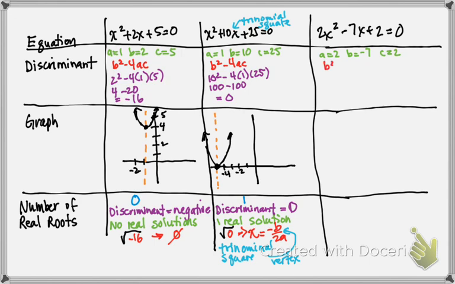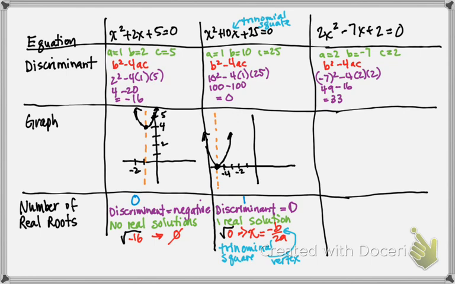So we're going to substitute it into the radicand of the quadratic formula. So we're going to get negative 7 squared minus 4 times a times c. And that's going to give us 49 minus 16, which is going to give us 33.